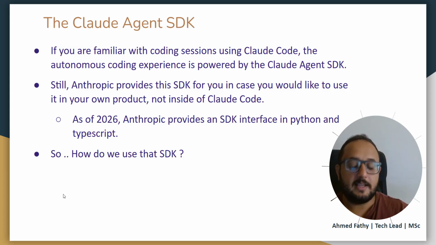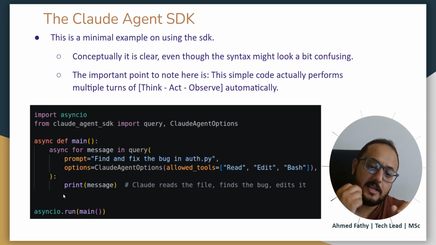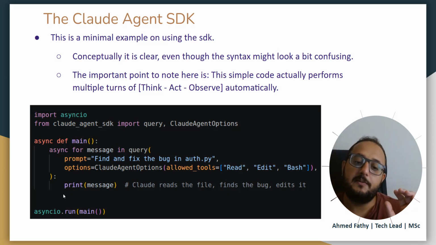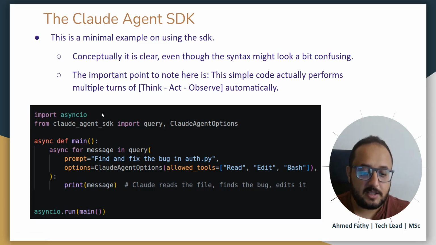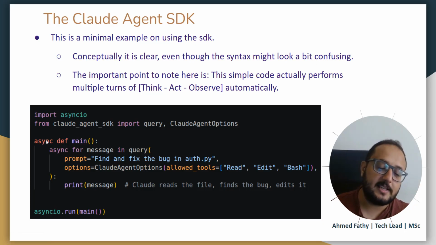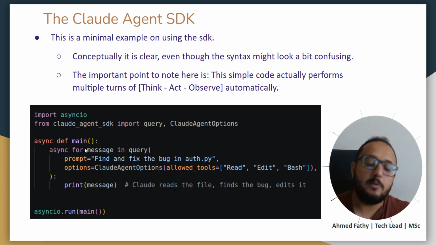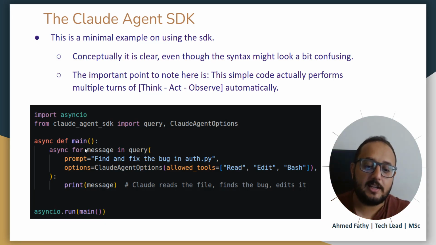So how do we use that SDK? This is a minimal example of using that SDK. Conceptually it is clear, even though the syntax might look a little bit confusing for now. The important thing to note here is this simple code actually performs multiple turns of think, act, observe automatically. We still use asyncio, but now we use something new that is async for. We covered async def before, we talked about coroutines and so on, but now we have async for, and we will talk about this in a later lecture. I think it is the next lecture when we cover generators.